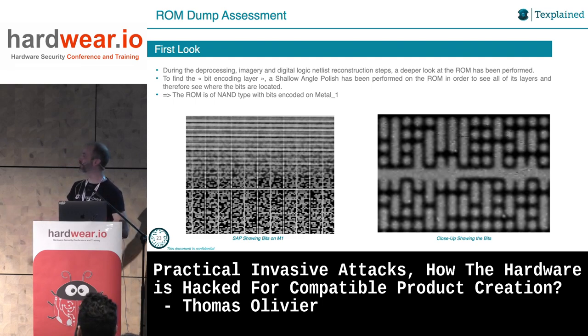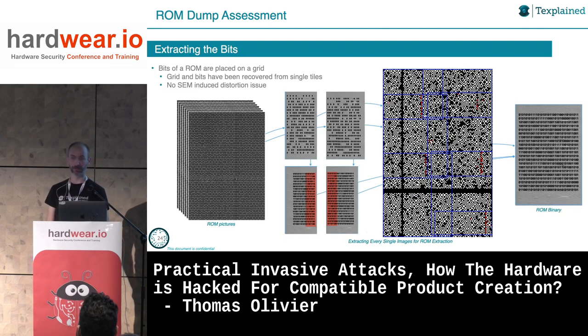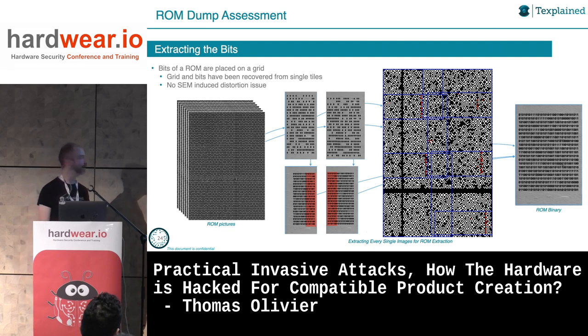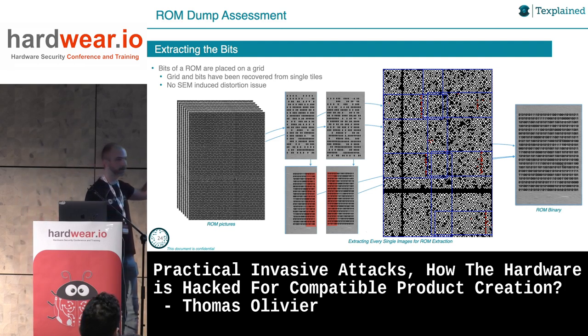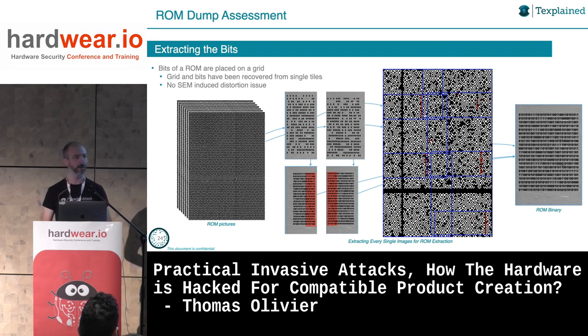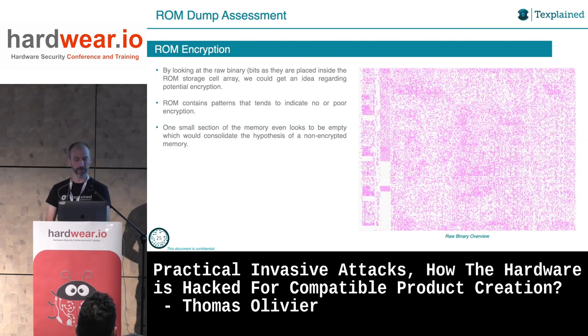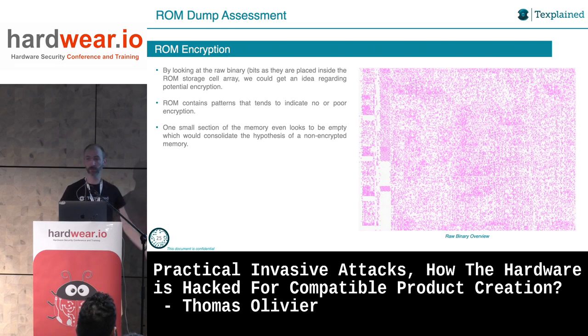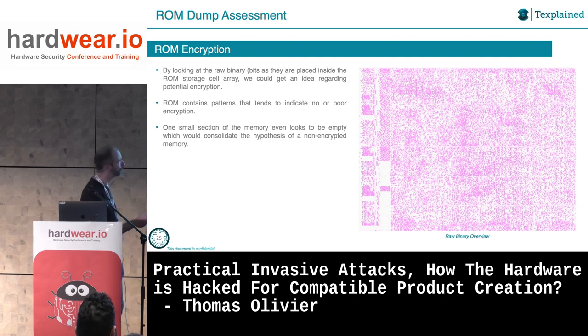So we have a NAND ROM here, and we decided to extract the raw binary of the ROM. You scan the bits: you deprocess until you see the bits, you take pictures, from the pictures you extract some kind of a grid, from the grid you find the bits, you put everything together, and you have what I would call a raw binary, because it's not a binary yet. If we look at the raw binary, I have something that looks like this. That's the bits as they are stored inside the chip. If you see a dot, that's going to be a zero, and if you don't see a dot, that's going to be a one.